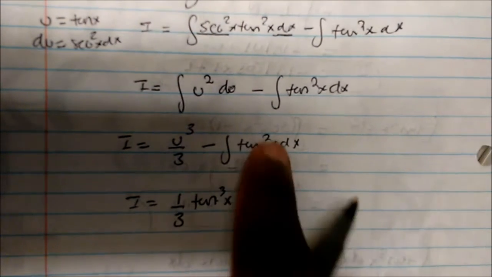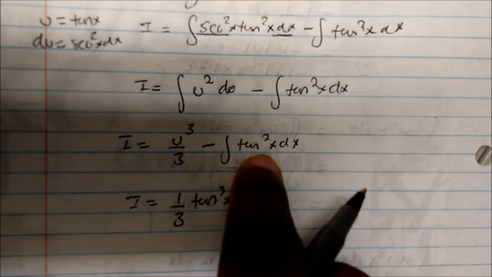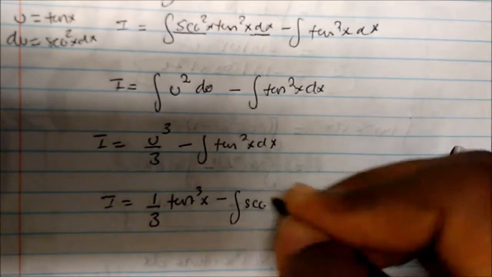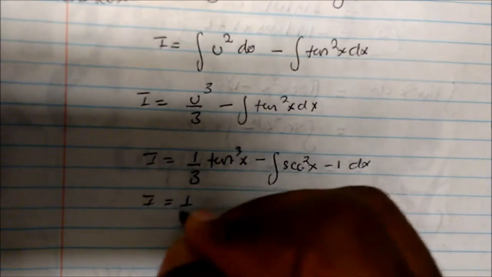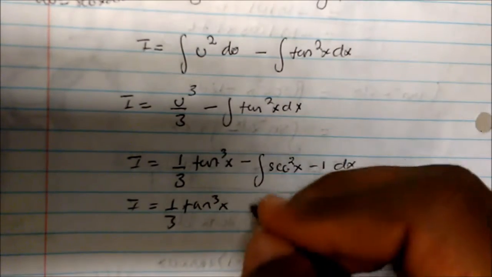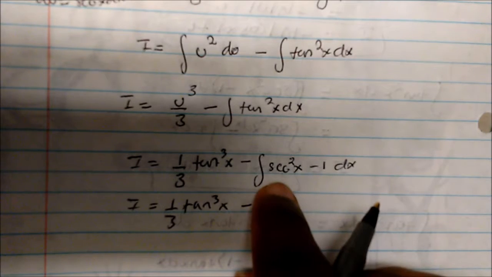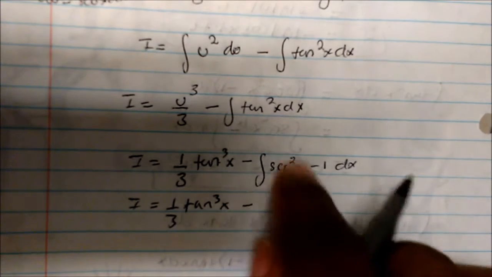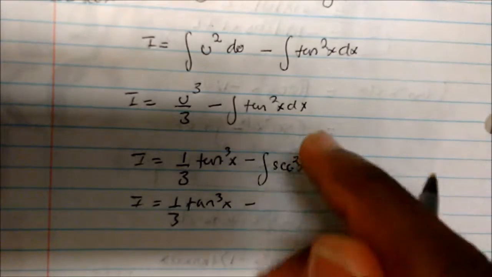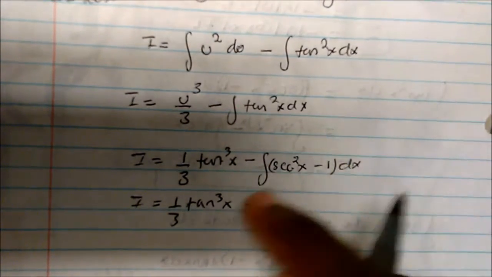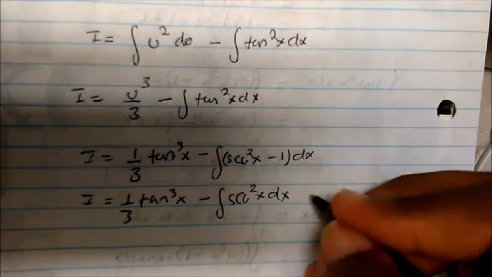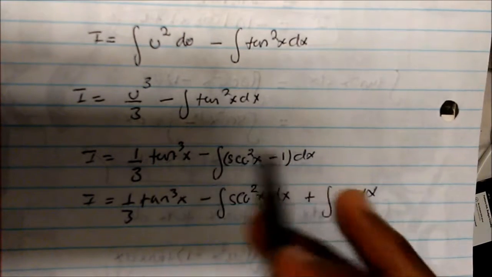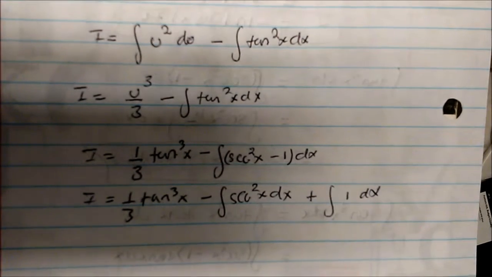I just don't want to flip the page, but we did it already. What's the integral of tangent squared of x? We use the identity. So this is secant squared of x minus 1 dx. Now this becomes 1/3 tangent cubed of x minus the integral of secant squared of x minus 1. We have to distribute a negative first, so be careful. Let's distribute our integral sign first. So this becomes negative the integral of secant squared of x dx plus the integral of 1 dx, because my negative gives me a negative secant squared of x and a positive 1.